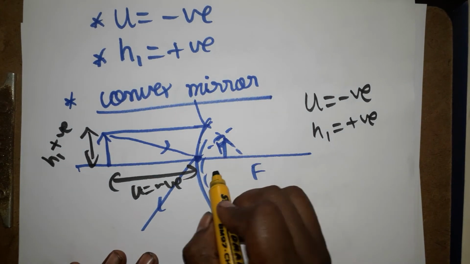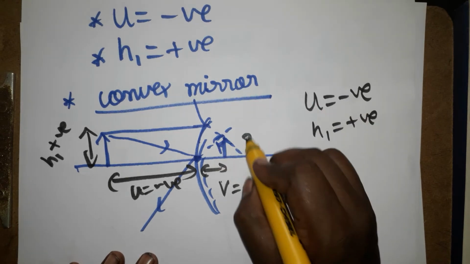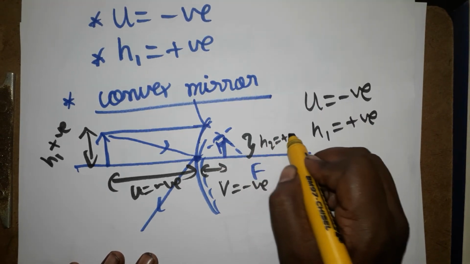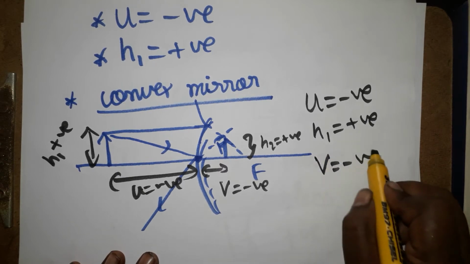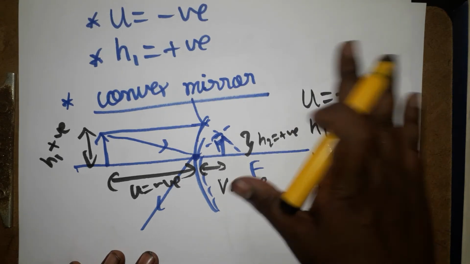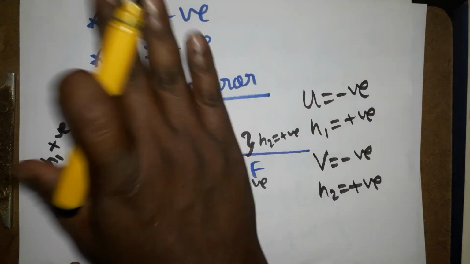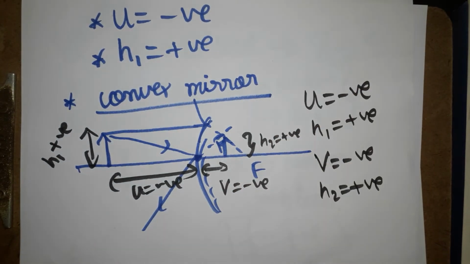Okay, what about the image? Image distance will be negative. Image height will be positive. It is fixed. We don't have any other condition. Only this is the condition. If you are not getting this, you made something wrong somewhere. Okay, this is a fixed value for the convex mirror. Whatever question they ask, this is a fixed value.